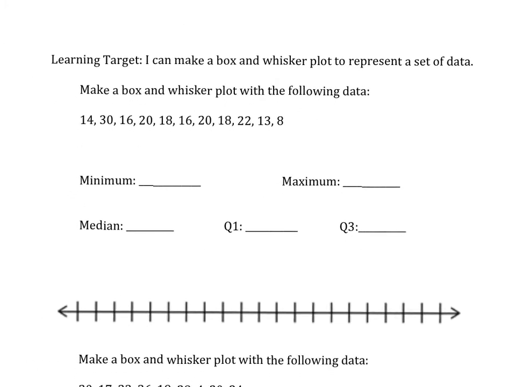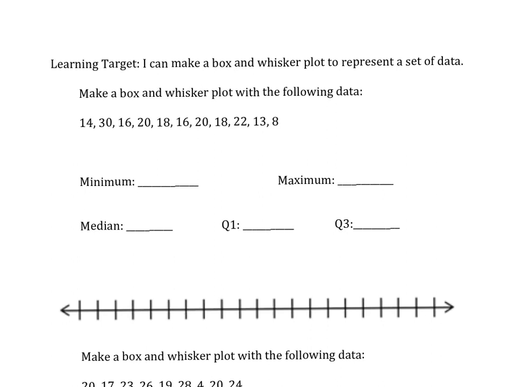Our learning target for today is, I can make a box and whisker plot to represent a set of data. Make a box and whisker plot with the following data. So we have this set of numbers, and in order to make a box and whisker plot, the first thing we want to do is order them from least to greatest.